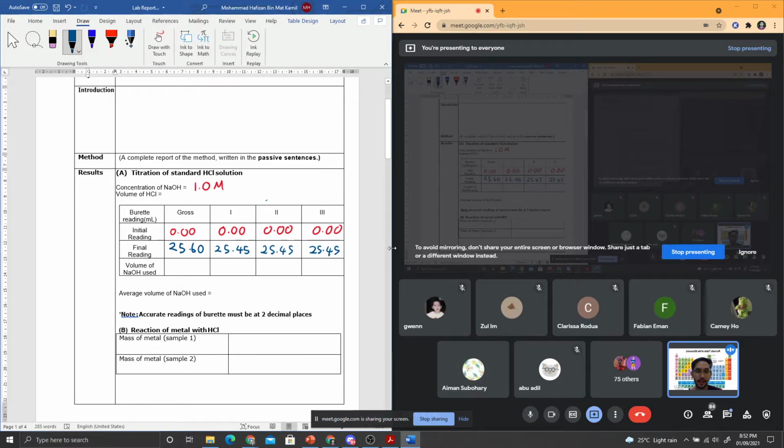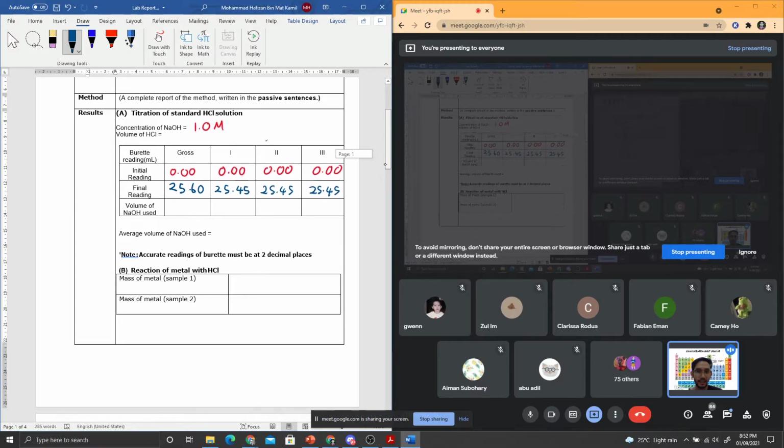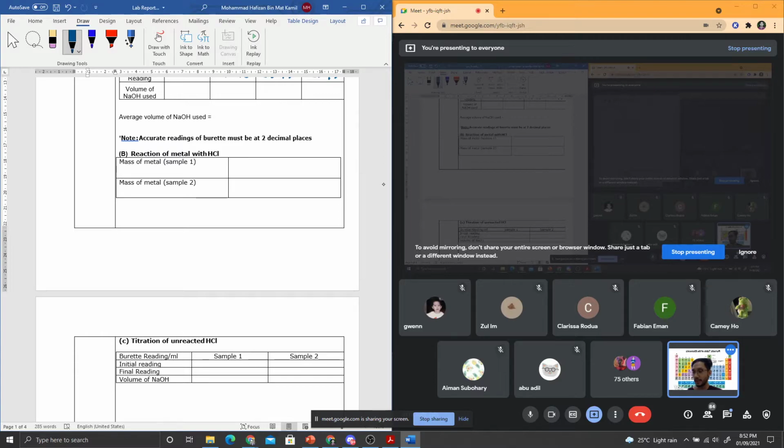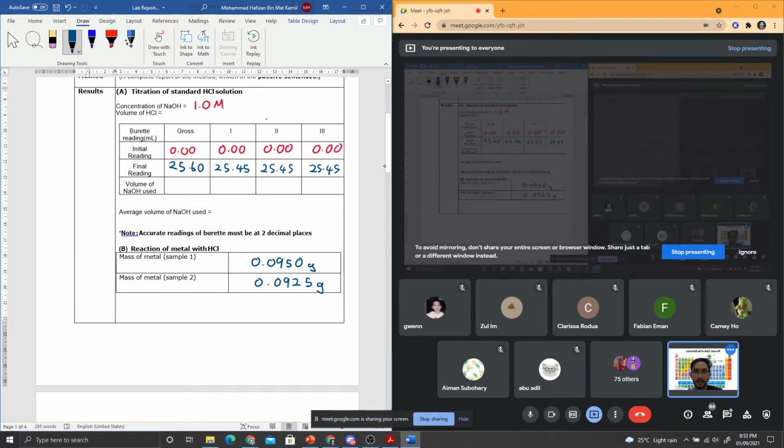Okay, only use the data I give. I saw some people using the wrong data. The zero one I will give later. Okay, the mass of the metal that we weigh, we use the electronic weighing scale, 4 decimal points. So for the first metal we got 0.0950 grams, and the second we got 0.0925 grams. If you missed it above, and the volume of NaOH used, you calculate it. If this is wrong, I don't know, I'll go to your houses one by one.